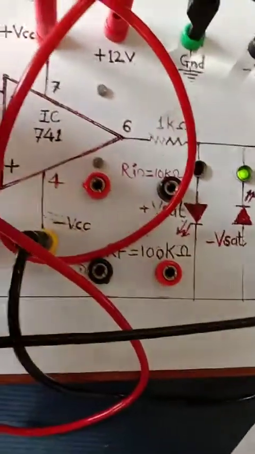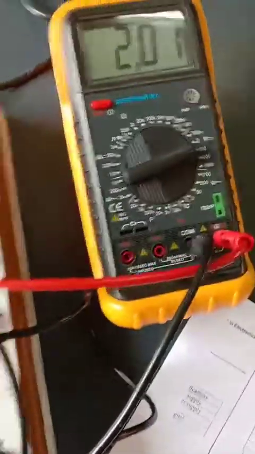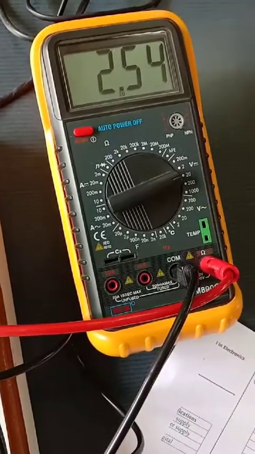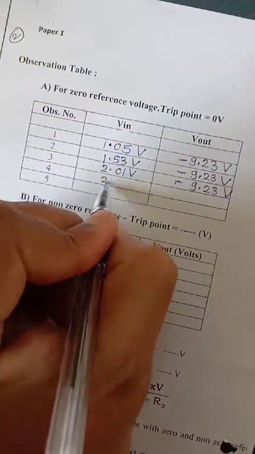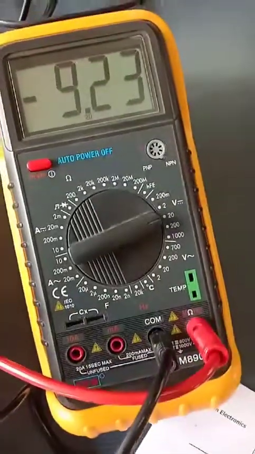So write here minus 9.23 volt. Again disconnect this wire and connect it to the input VIN terminal. Again change this input. I am increasing this voltage. See here, suppose the input is 2.54 volt. Then disconnect this wire and connect it to the output at pin number 6. The output is minus 9.23.